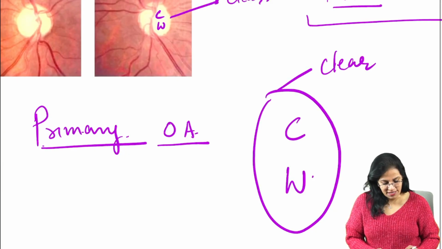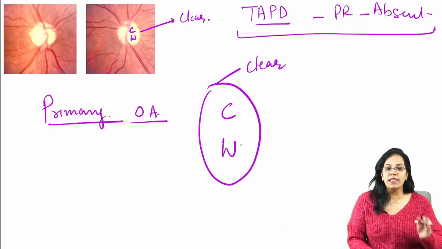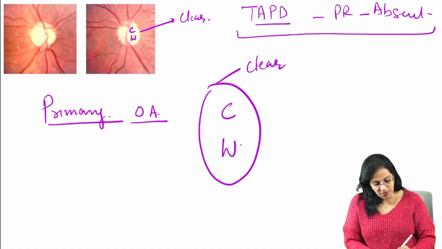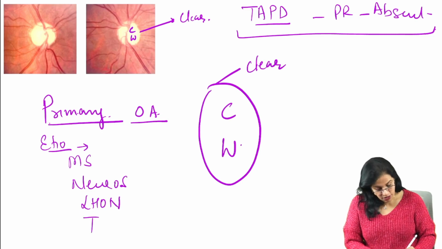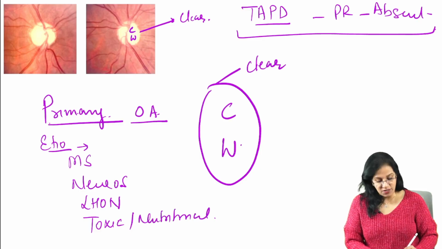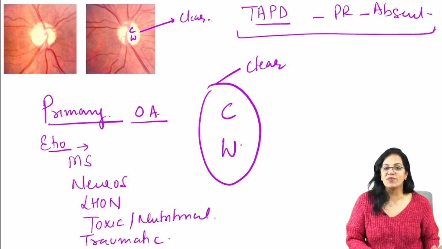This is your primary. Primary, why do you call it primary? Cause is in the brain. Cause is behind from lamina cribrosa till brain. So it is not in the eye. So that is why it is primary. If you talk about the etiology, most commonly it can be due to multiple sclerosis, neurosyphilis, even Leber's hereditary optic neuropathy will lead to primary. Toxic neuropathies, that is nutritional neuropathies, this is also primary type of optic atrophy. And lastly, traumatic. Okay, these are all causes of primary optic atrophy.